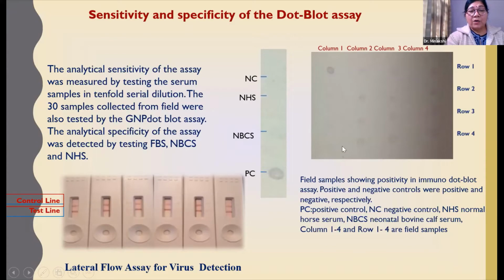And this is how we can perform this test, and visually anybody can see, even a layman can see plus or minus on the membrane. And that is how we do this test.